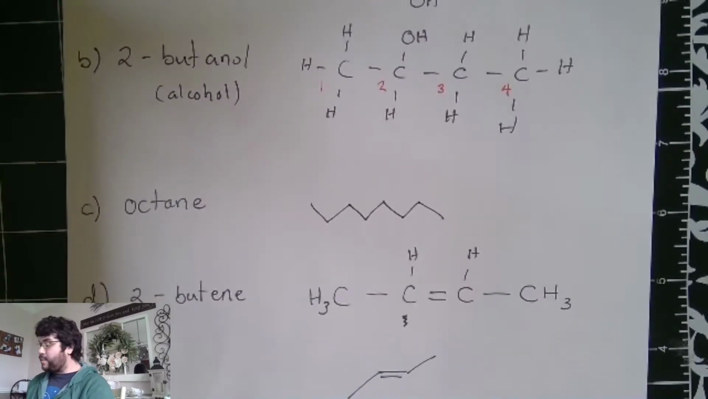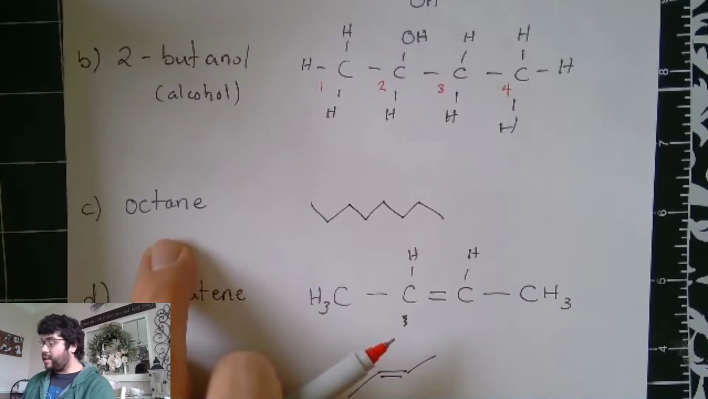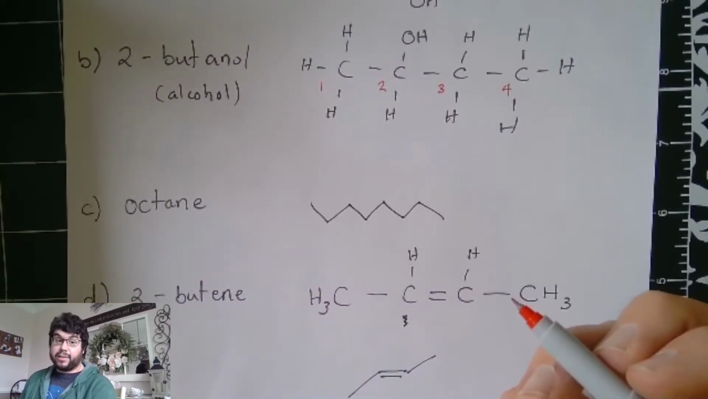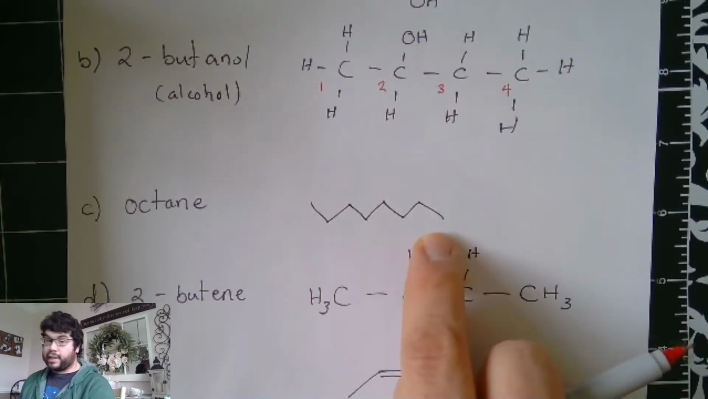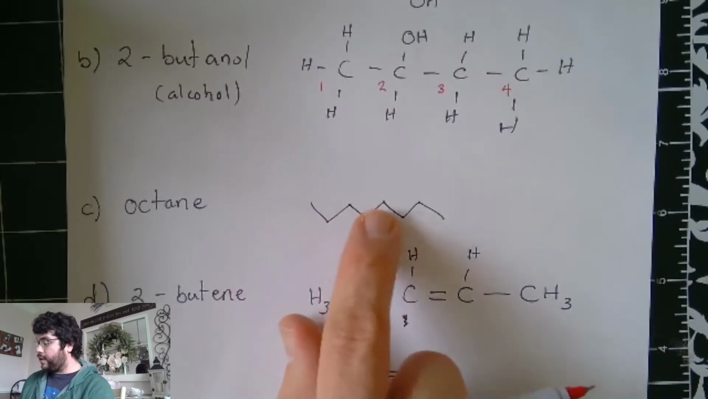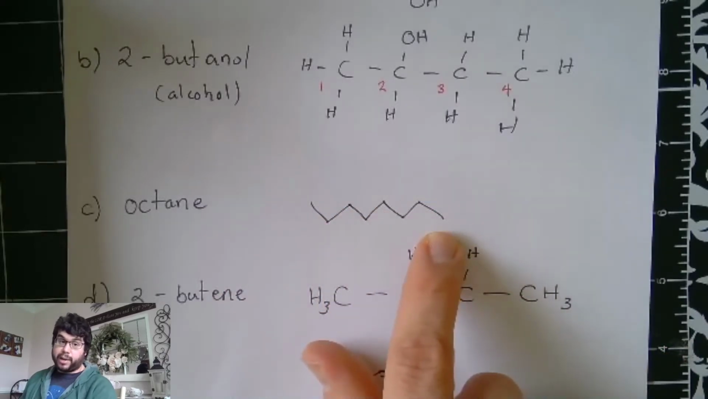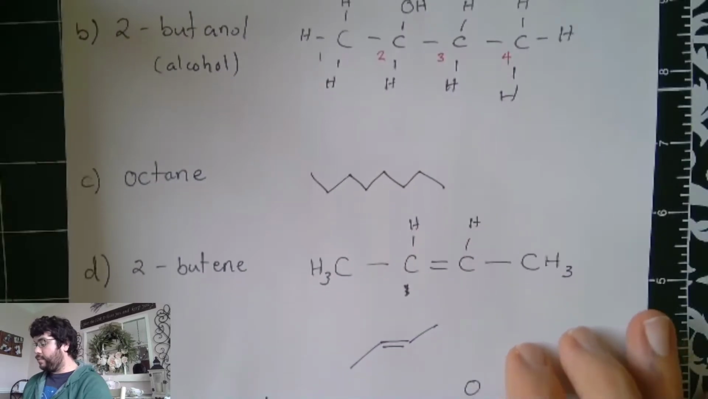C. C is a pretty simple one. This is just an alkane, octane, so you're going to have an 8-carbon structure. I just did it in the line structure here, so 1, 2, 3, 4, 5, 6, 7, 8. Every carbon has just hydrogen on it.